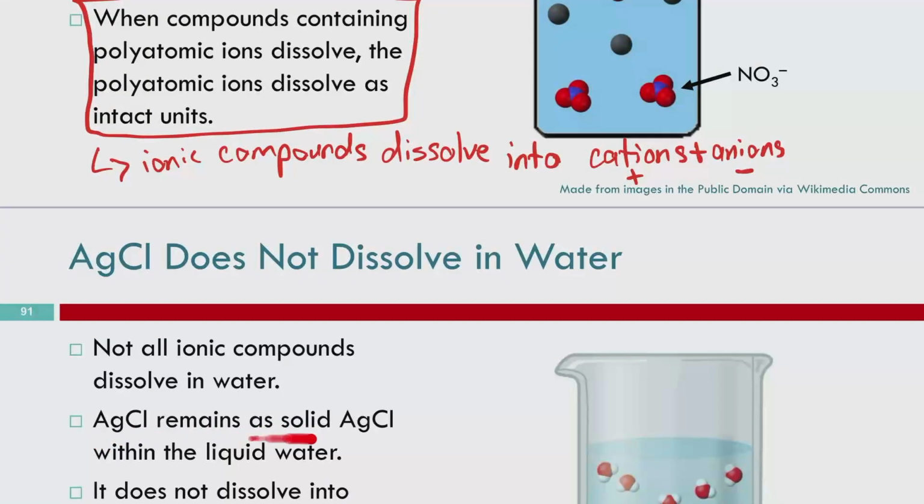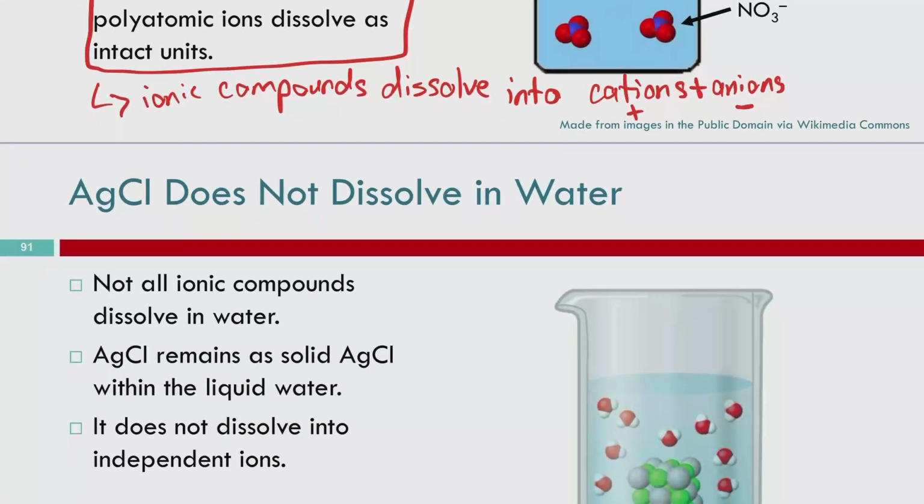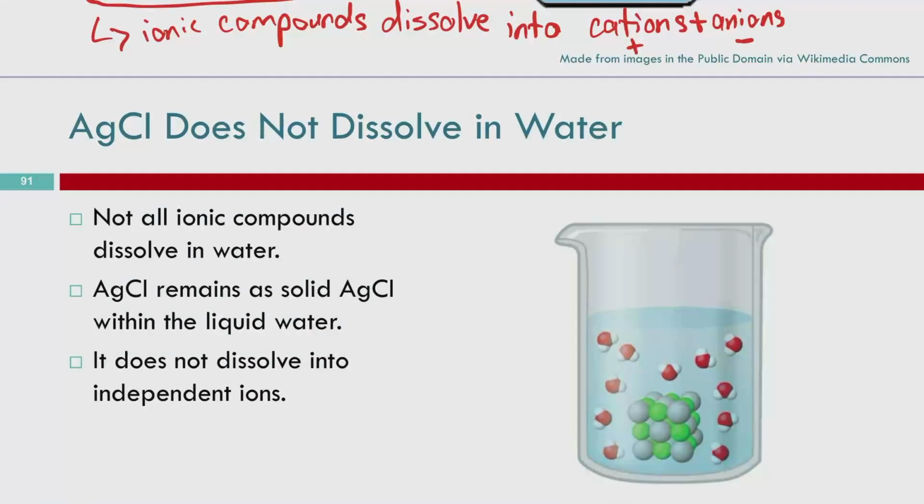AgCl, silver chloride, remains a solid when it's put into liquid water. It does not dissolve into independent ions. So we're showing the water molecules on the outside having no effect on our silver chloride. It'll just stay in there as a clump. It's not going to go into solution.